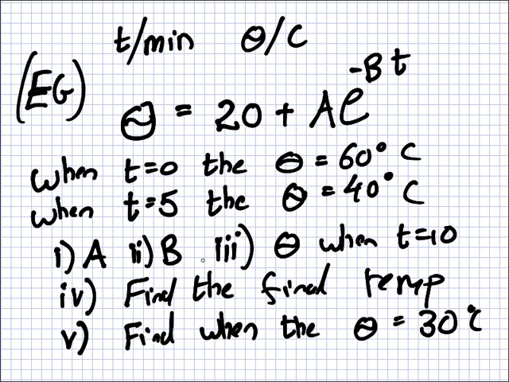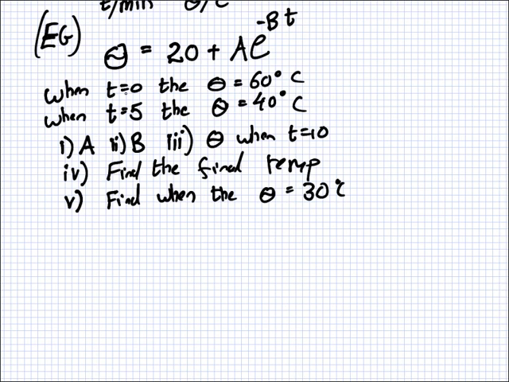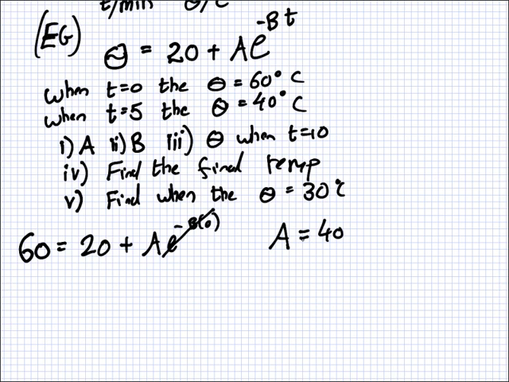Yeah. So the first part, finding the A, that is not that bad to do. You simply sub in the values. So at the beginning, the temperature is 60. And this will equal 20 plus A e to the minus B times 0. Now, B times 0 is obviously 0, and e to the power 0 is 1. So I hope you can see clearly what the A is. 40. Yeah? Now, a little bit harder now. That was part 1. Part 2, finding the B.